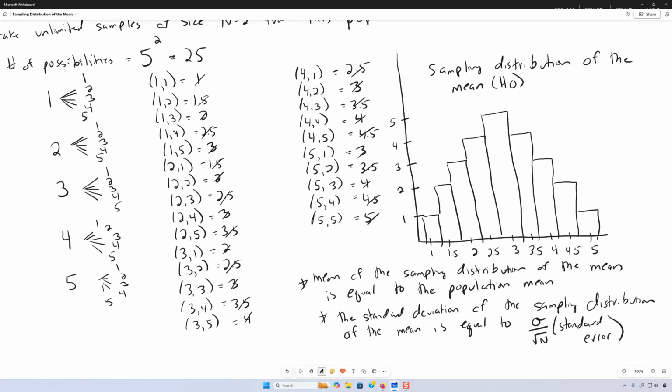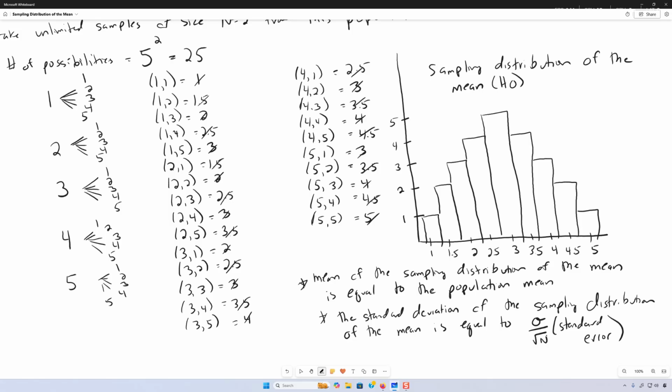Because we're looking at the variance here, right? The variability in the sampling distribution of the mean is always going to be less than the variability in the population. Because we're looking at differences between means, and those means are more clustered together than individual scores. So the mean of the sampling distribution of the mean is going to be equal to the population mean. And the standard deviation of this sampling distribution of the mean is going to be equal to sigma, the population standard deviation, divided by square root of n, the sample size. This is called the standard error of the mean.